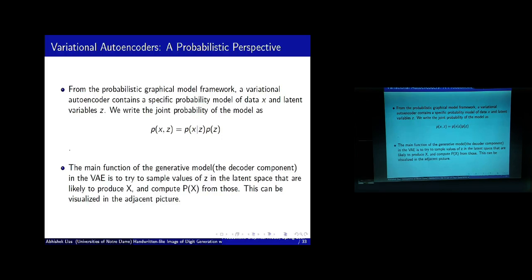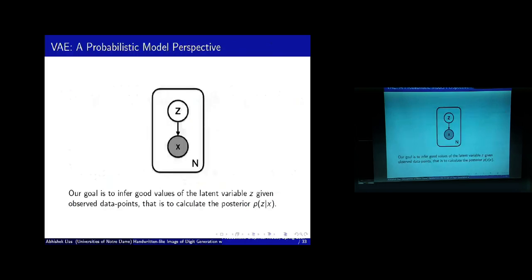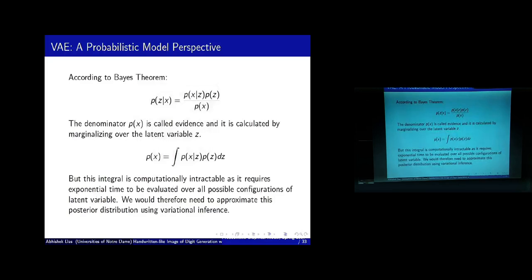From the probabilistic graphical model framework, we can say that the variational autoencoder contains a specific probability model of data X in terms of latent variables Z. We write the joint probability distribution like that. Everyone knows it is a conditional distribution. Z is a latent variable and X is our visible data. And this is Bayes theorem, which we all know: P of Z given X is P of X given Z times P of Z over P of X. The denominator itself is very difficult to compute.